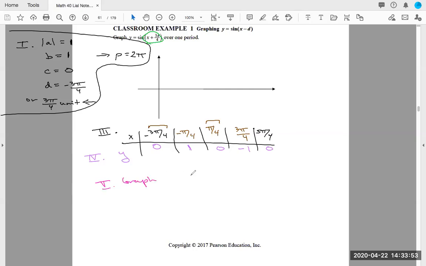So part 5. Graph the points. Okay, 5 pi over 4, 0.